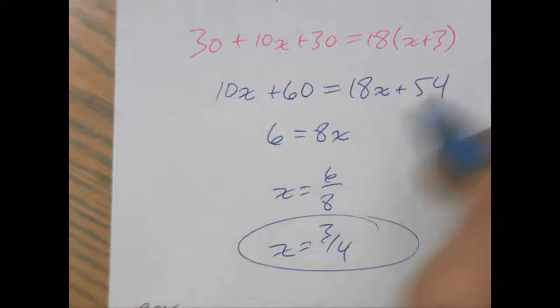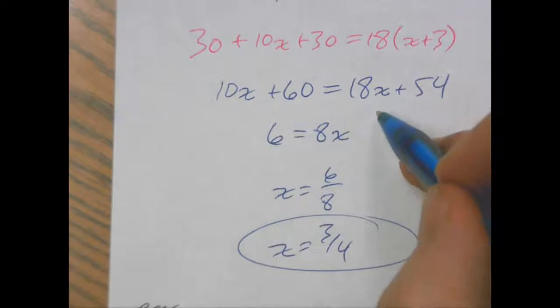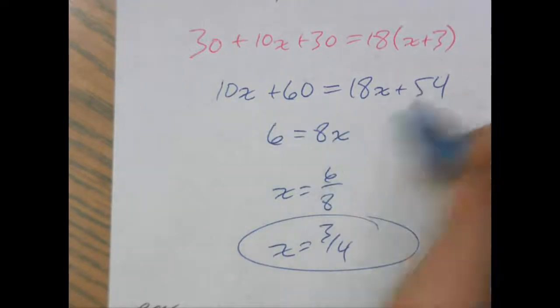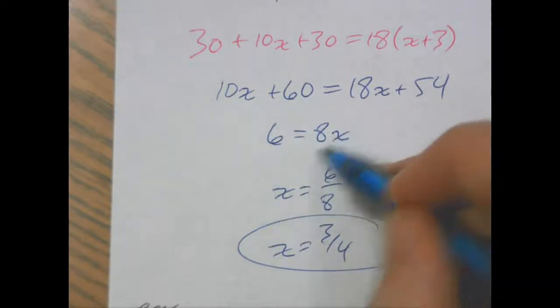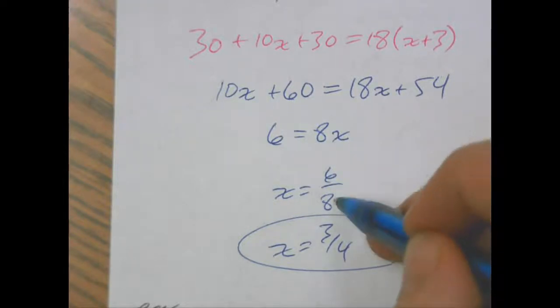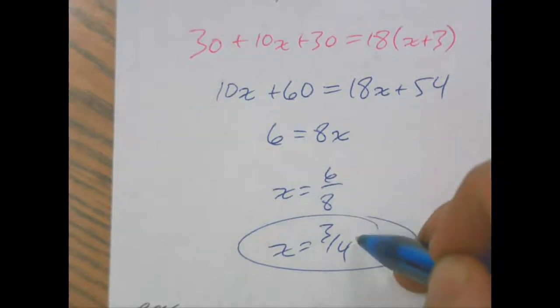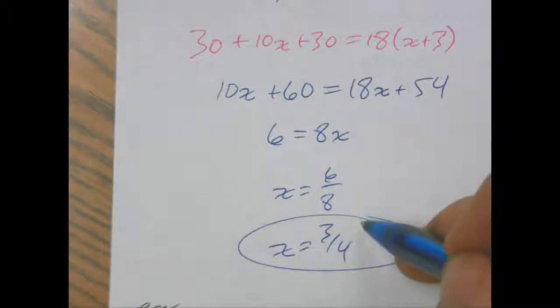So that is subtracting 54, subtracting 10x. So I have 8x and minus 54 would be 6. Divide both sides by 8. So I have 6 over 8, which reduces to 3 over 4. And again, you'll go back and check this in your original equation.